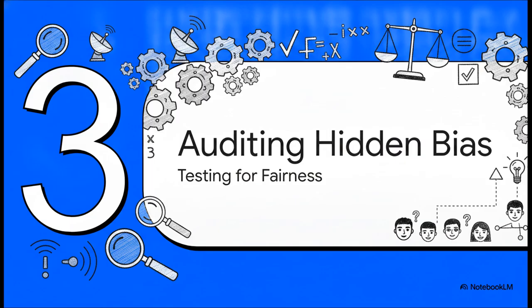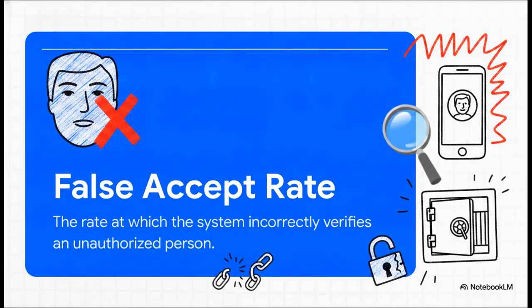That brings us to Section 3, auditing for hidden bias. This is where we actually test for fairness. This is the most critical phase of our explainer. We've built the system, so now we act as the safety inspectors, using 2 key metrics.